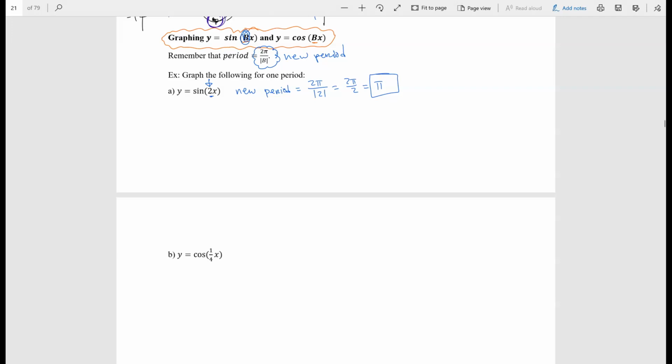Which means that now it's not going to be from 0 to 2 pi, it's going to be from 0 all the way to pi. So now the period has shrunk. So it's much faster now. It completes one cycle within pi units. Okay, now the only thing that we have to be very careful with is figuring out what exactly is going to be on the inside.